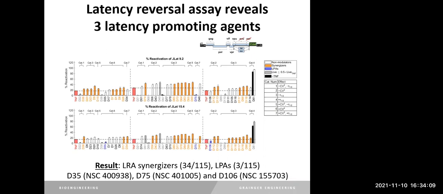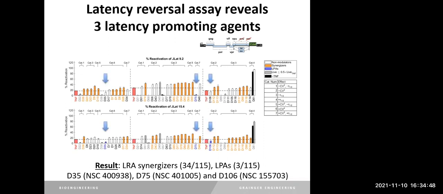The y-axis is the percent reactivation. The x-axis are the different noise modulating compounds. For TNF, the red bars are 3 different days of experiment and their reactivation levels. It's the activator. So the activator alone are the dashed lines on each day of experiment, and you can see that the orange bars are all the synergizers that we got. So we got 34 out of 115 noise modulators that were assayed were latency reversal agent synergizers.